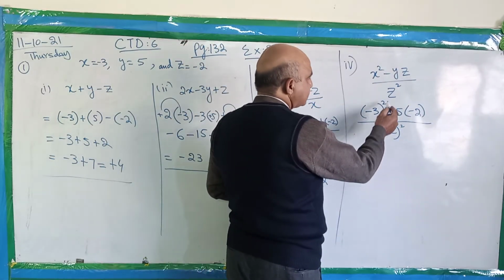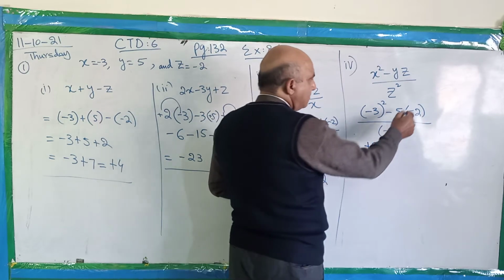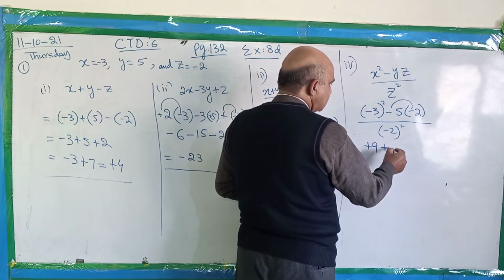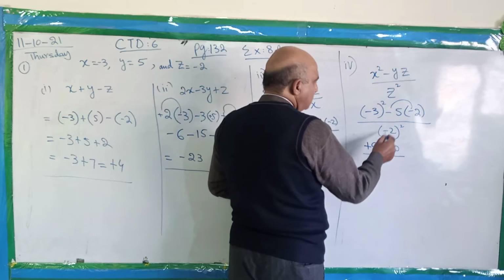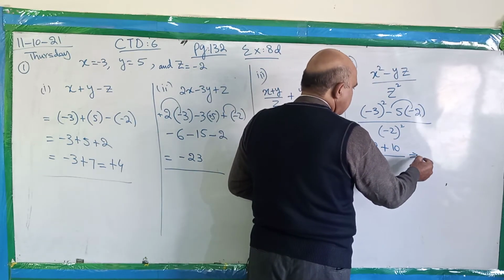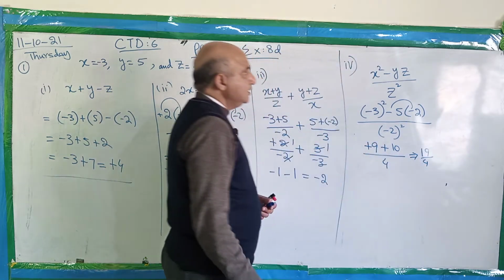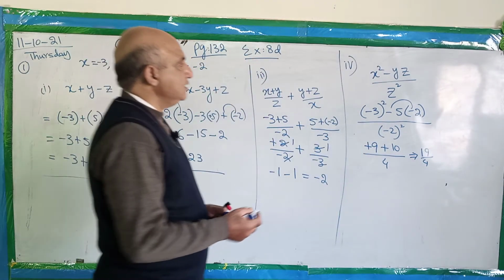Yeah. Minus 3 square, this means plus 9. This will change. Minus into minus, plus 5 2s are 10. Minus 2 square, plus 2 2s are 4. So we write here 19 over 4. Right? This is 19 over 4.